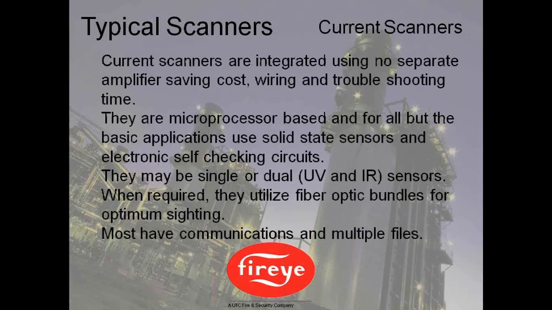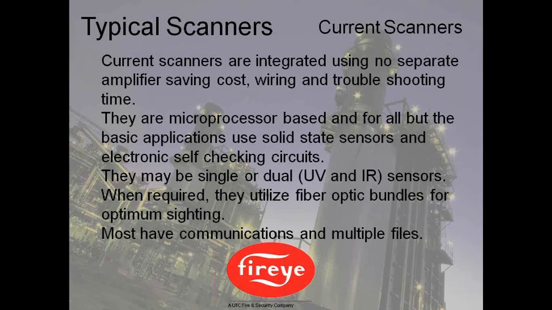Current scanners are integrated. They don't use a separate amplifier. It's all built into the scanner. This saves wiring cost and troubleshooting time. They're all microprocessor based, and all but the most basic applications will use solid-state sensors as well as electronic self-checking circuits. They can either be single ultraviolet or infrared type sensors, or they can be dual sensor scanners that have both the UV and IR sensors in one scanner.